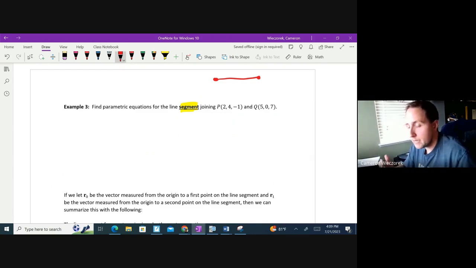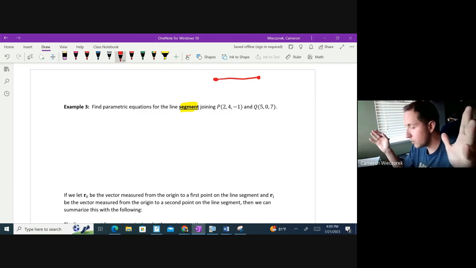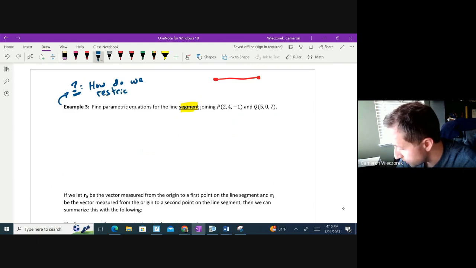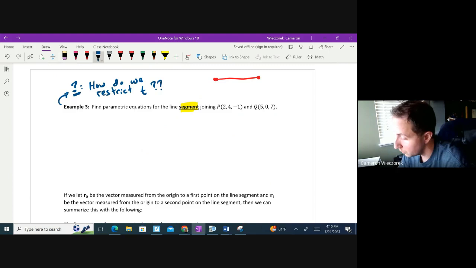So we're not going to be able to let t be given by any real number anymore. Otherwise, we're going to get the entire line. We have to somehow find a way to restrict. So what you should be thinking here, the big question is, how do we restrict our parameter t? We're going to have to restrict it now so that we start and stop at these 2 points. Writing the equation of the line is the exact same way that we did in example 2.